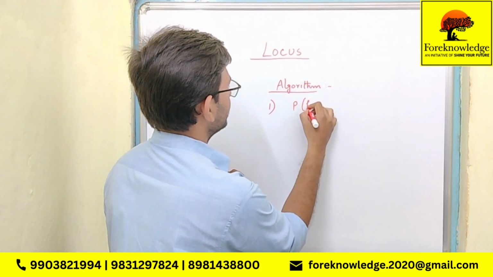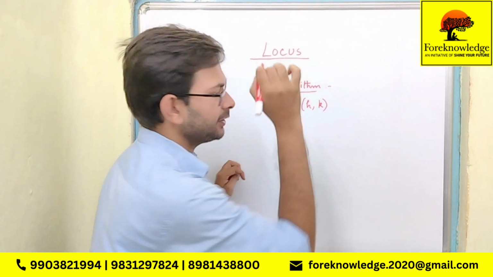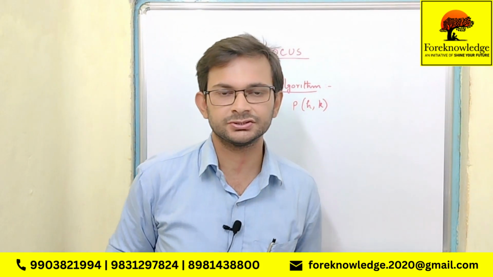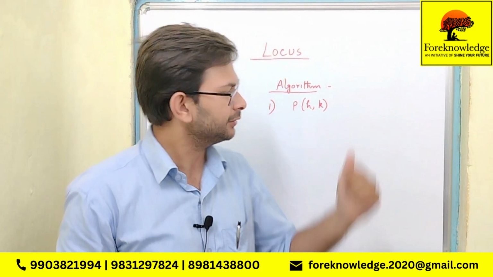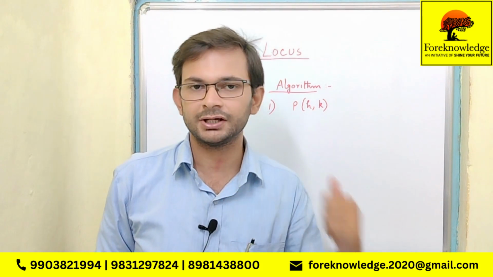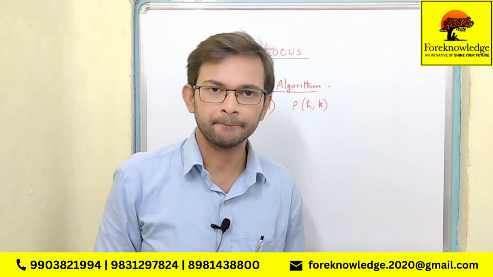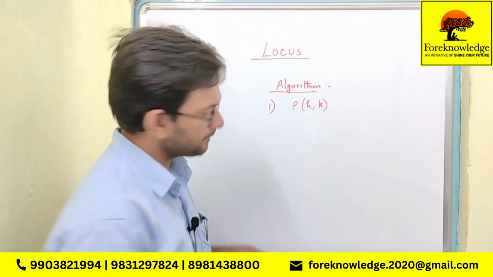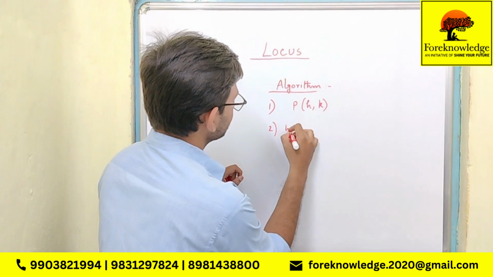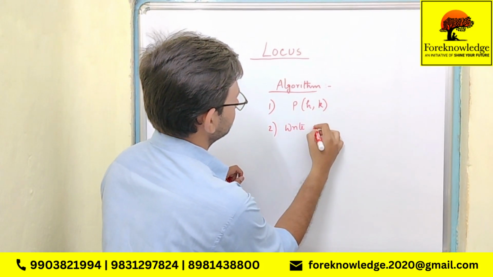Assume the coordinate of the moving point as h comma k. That we have to assume at first. Not x y, not a b, nothing. This is the conventional way: we have to assume it as h comma k. Second, we have to write down the conditions in mathematical form.